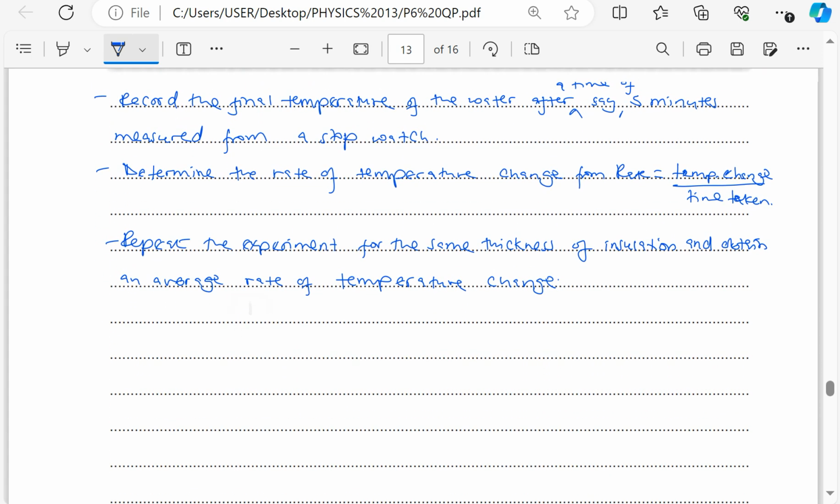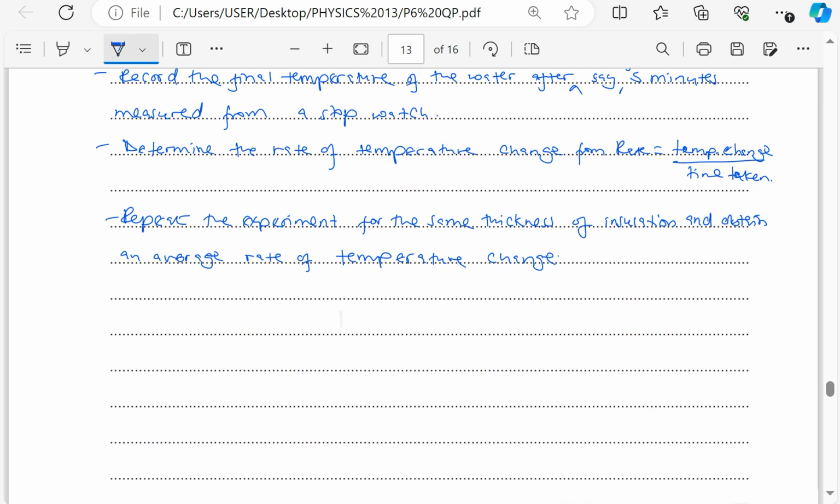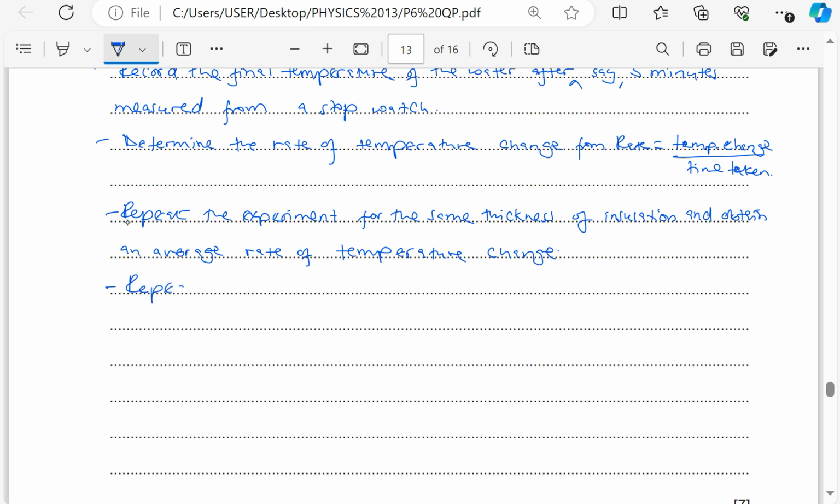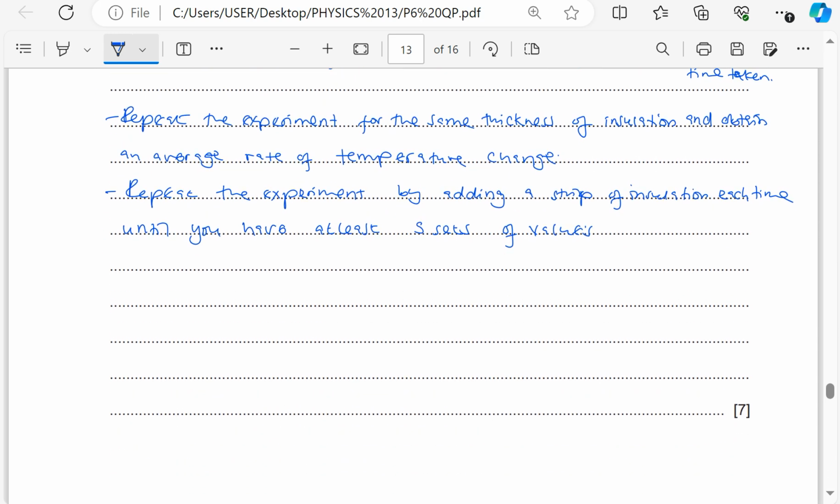Of course, the remaining thing is just now to repeat the experiment by adding a strip of insulation each time until you have at least 5 sets of values. So I can draw the table of results here.